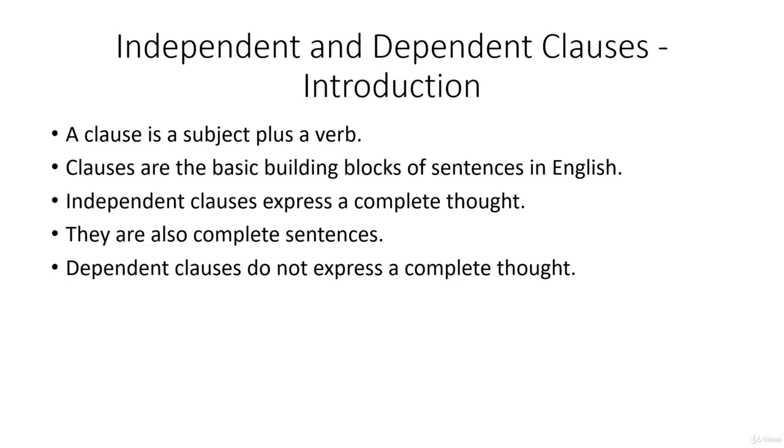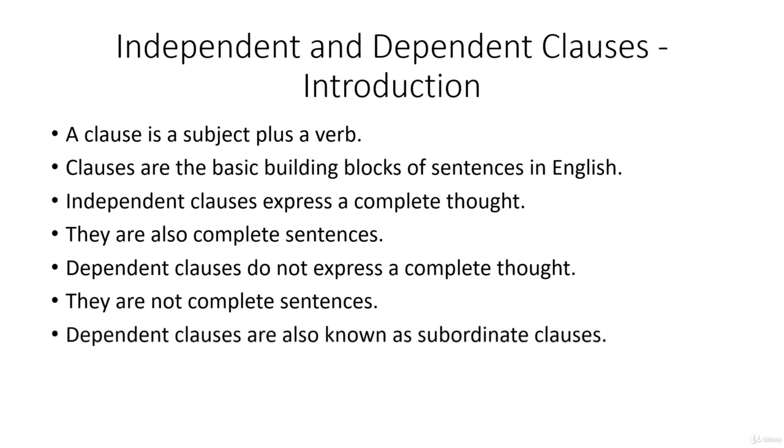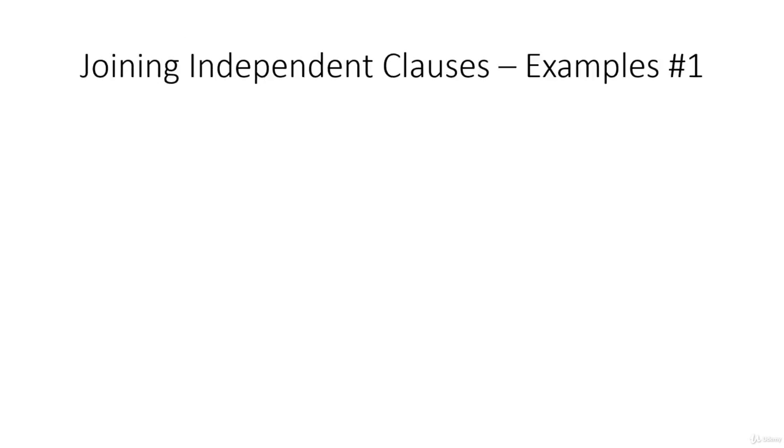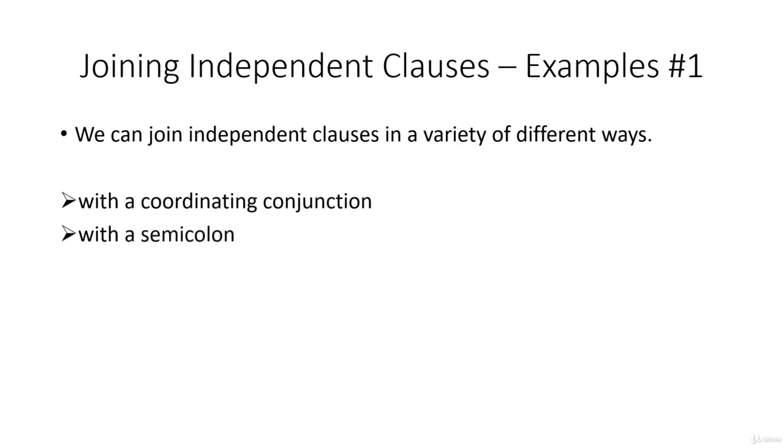However, dependent clauses do not express a complete thought. They're not complete sentences. And dependent clauses are also known as subordinate clauses. So we can join independent clauses in a variety of ways. With, for example, a coordinating conjunction, or with a semicolon, or with an independent marker word.